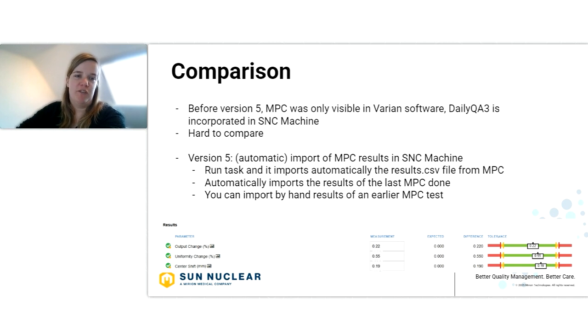But since version 5, it is possible to automatically import the MPC results in SNC Machine. So you run the daily task, and then it automatically imports the last CSV file from the last MPC done. If you want to import other results, you can do that by hand by selecting the right folder. Below here, you can see the results of the MPC, but then shown in SNC.